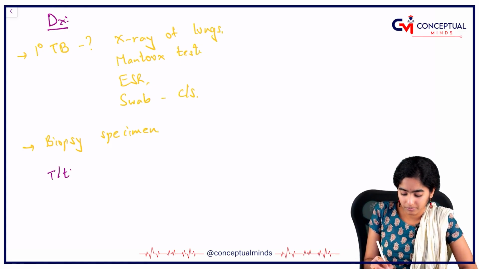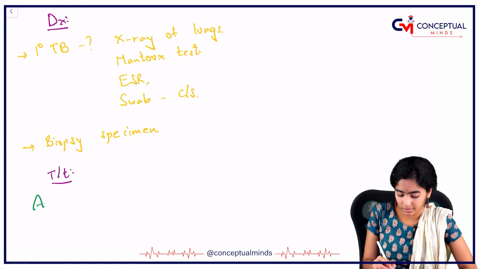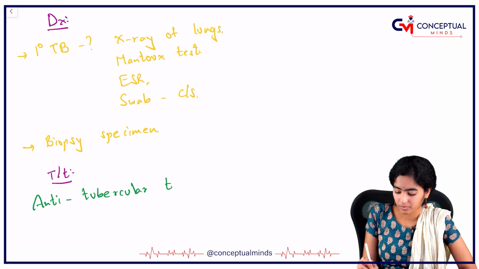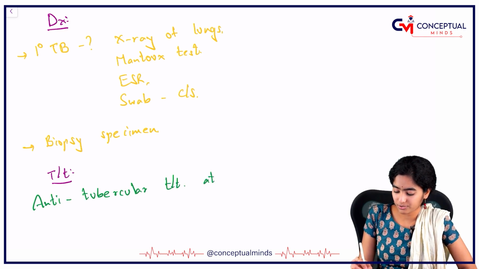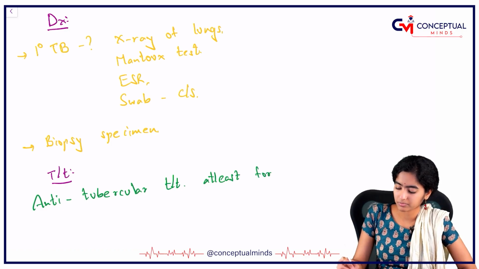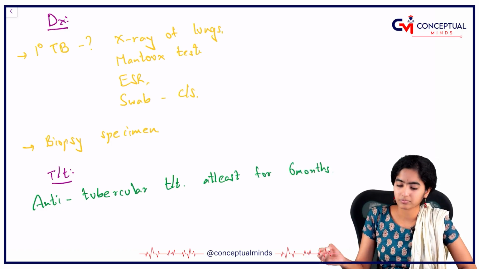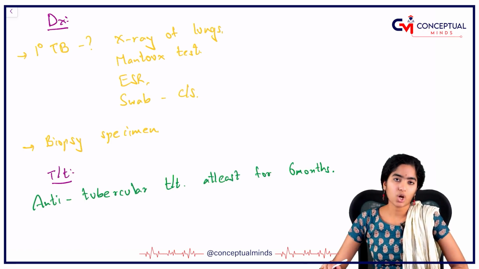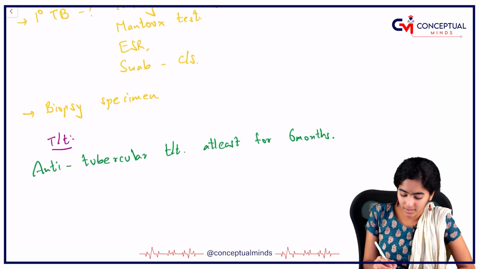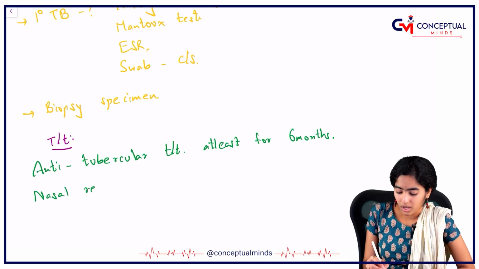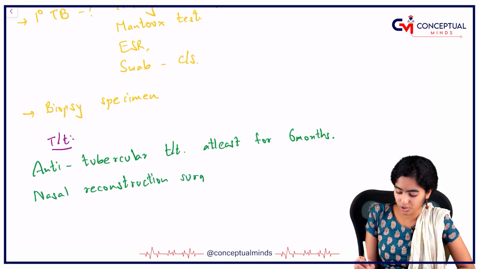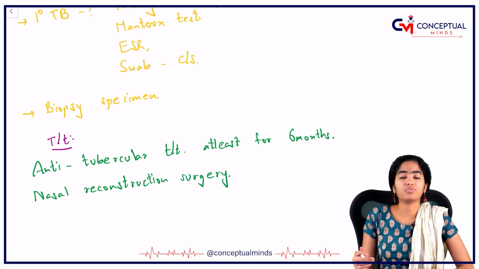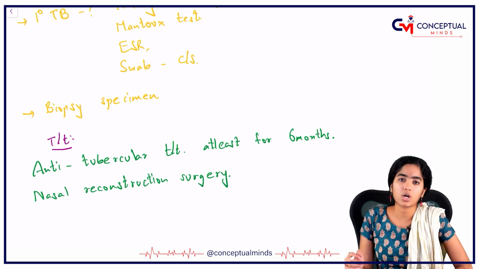What is the treatment? Anti-tubercular treatment for a minimum period of 6 months. If at all cicatrization has occurred and there is stenosis, compromise of the structure of nose, then a nasal reconstruction surgery can be planned. After complete resolution of tuberculosis, then we can plan a nasal reconstruction surgery. This will improve the airway of the patient, plus also it has a cosmetic appeal.